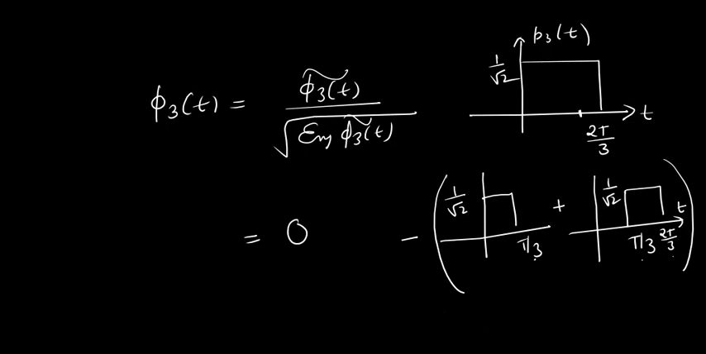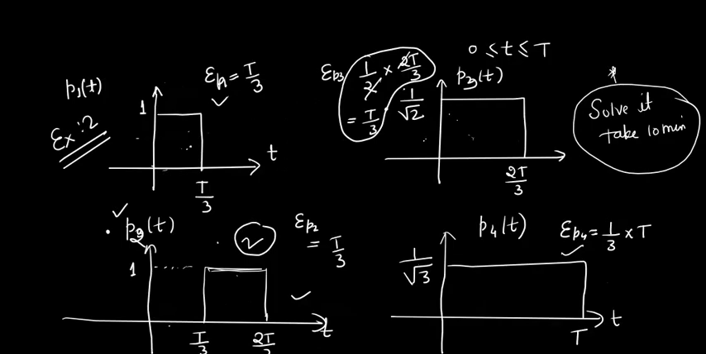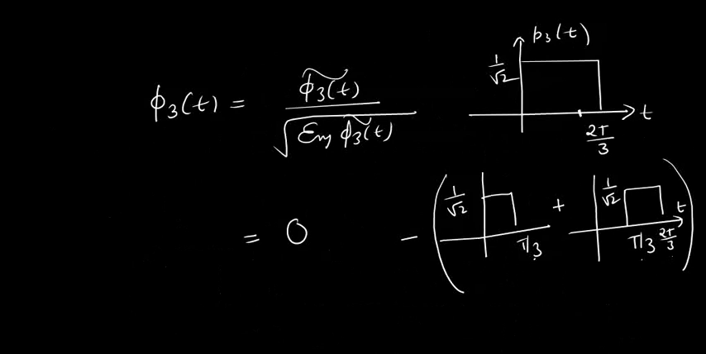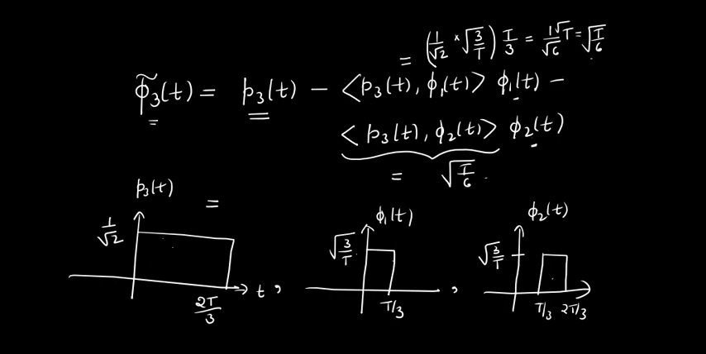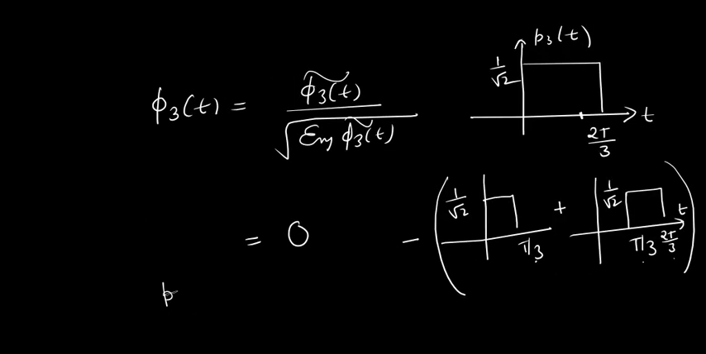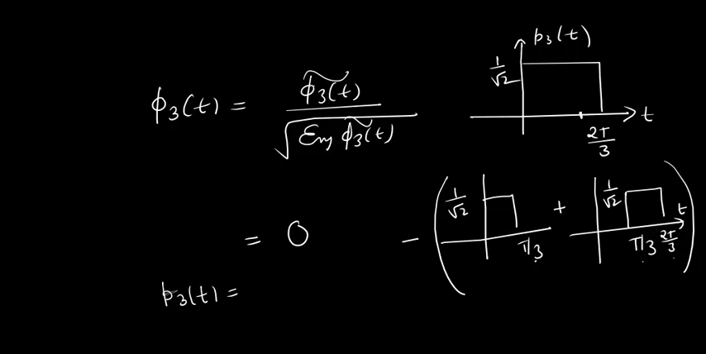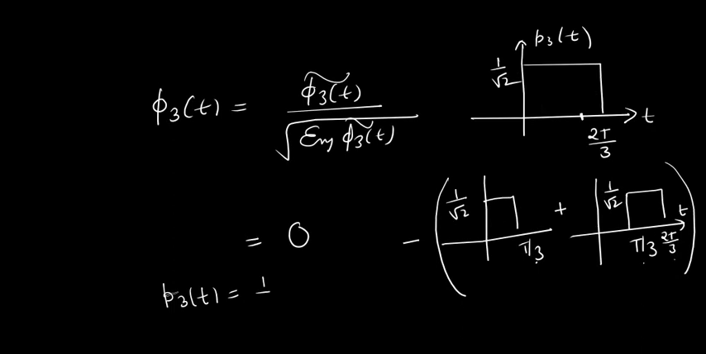So, as you can see, why do we have phi3t as 0, tell me. Because phi1t and phi2t collectively can represent P3T, right. So, you can write your P3T as 1 by root 2 of phi1t plus 1 by root 2 of phi2t.